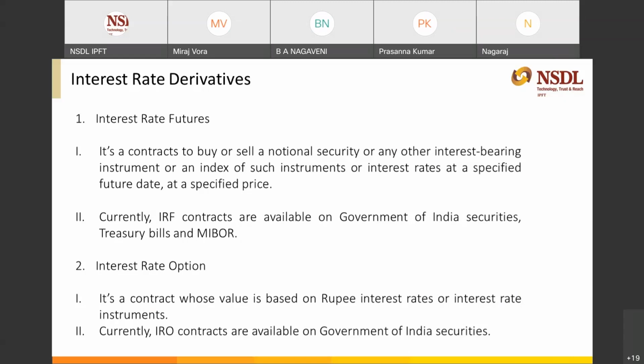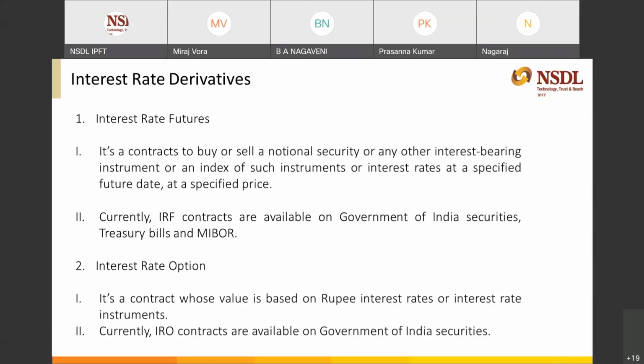It is basically a contract between the buyer and a seller on a notional security or any interest rate bearing instrument which is issued by the government of India. That can be a normal bond, a short-term bond, a treasury bill, or even the MIBOR, which is the Mumbai Interbank overnight rate, similar to the LIBOR used globally. So all these instruments will be acting as your underlying for the interest rate derivative futures segment.